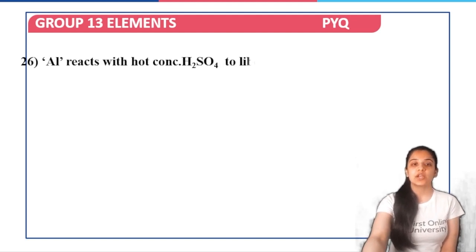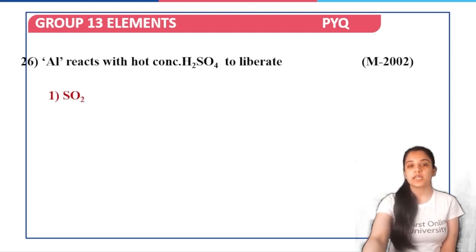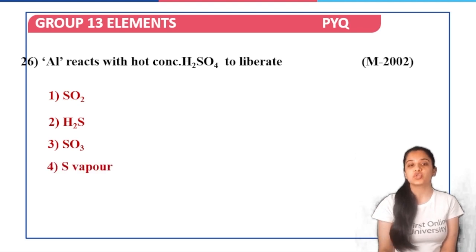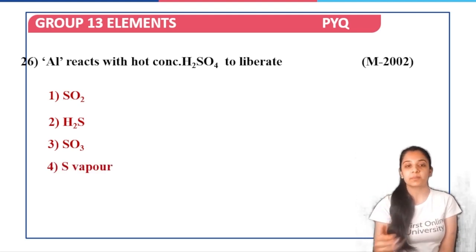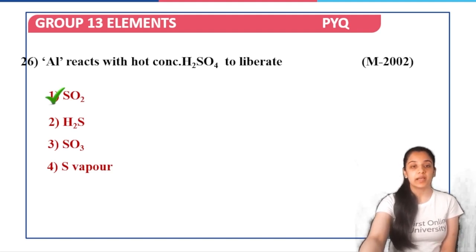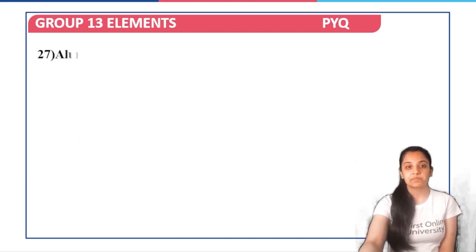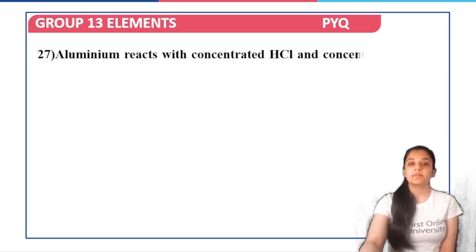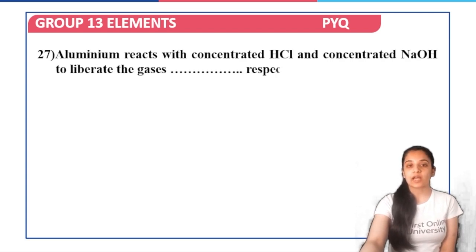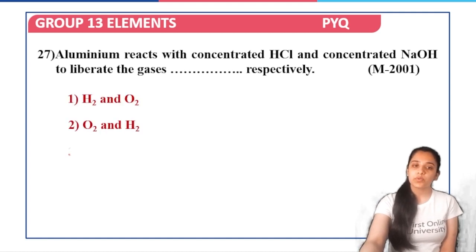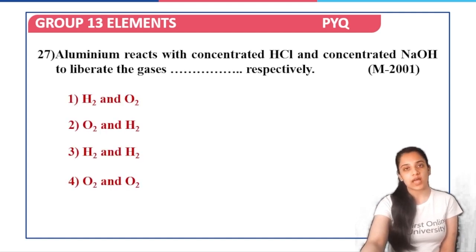Next question is, aluminium reacts with hot concentrated H2SO4, and what gas is it going to liberate? SO2, H2S, SO3, or sulfur vapors? It is SO2 that is going to be liberated. Next question is, aluminium reacts with concentrated HCl and concentrated NaOH to liberate gases. So we have seen that in both cases it is going to liberate H2 gas only. So option 3 is the correct answer.